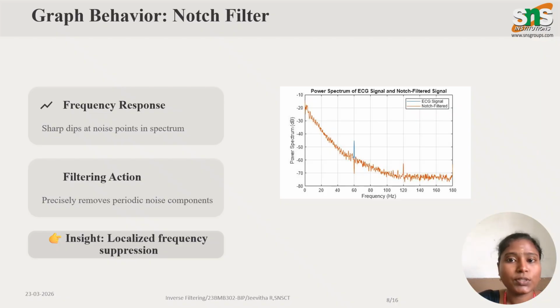This slide shows the frequency response. We can observe sharp dips at specific points. These dips correspond to noise frequencies, so the filter suppresses only those locations. An important insight from this slide is that the notch filter performs localized suppression, not global filtering. This is why it is highly efficient for periodic noise signals.